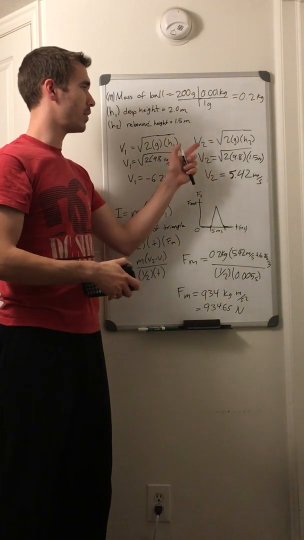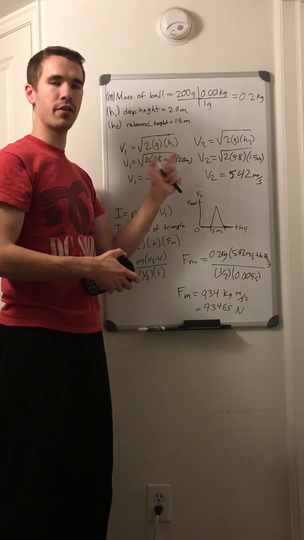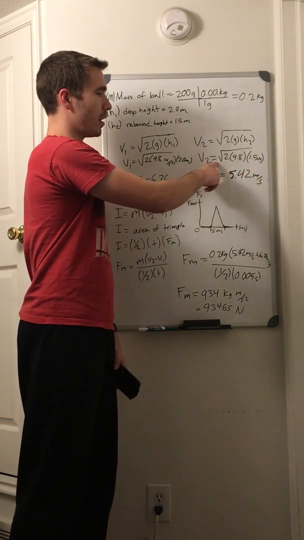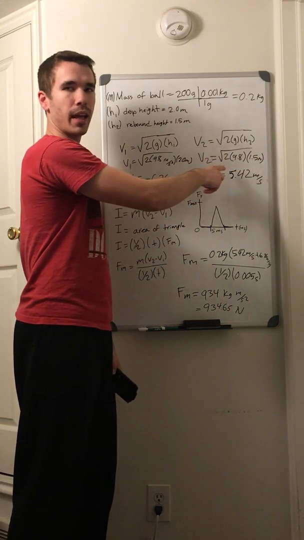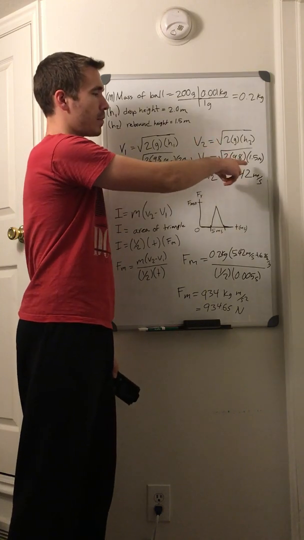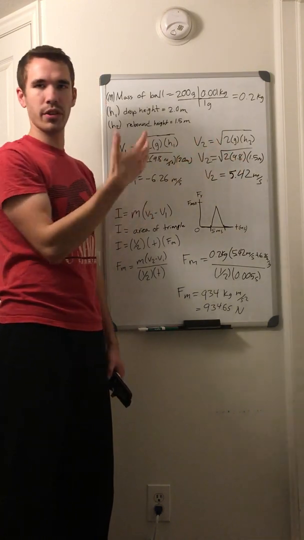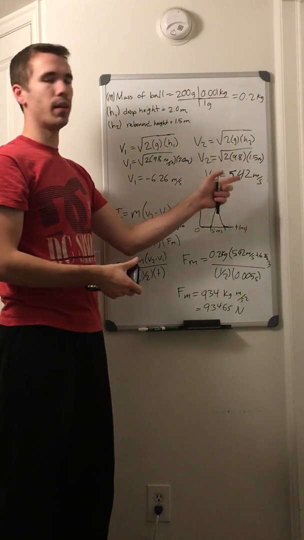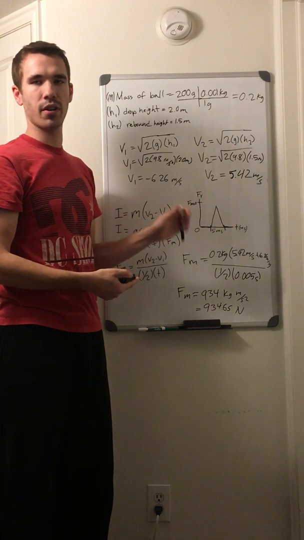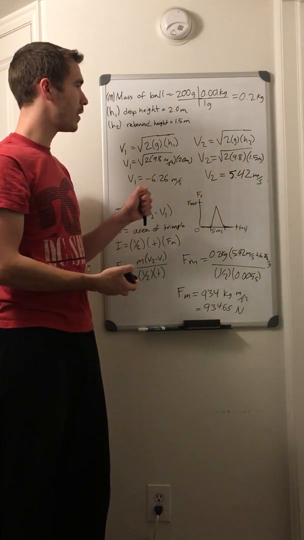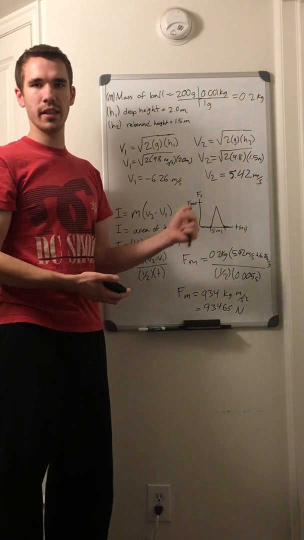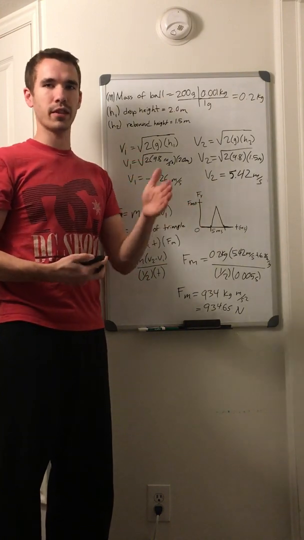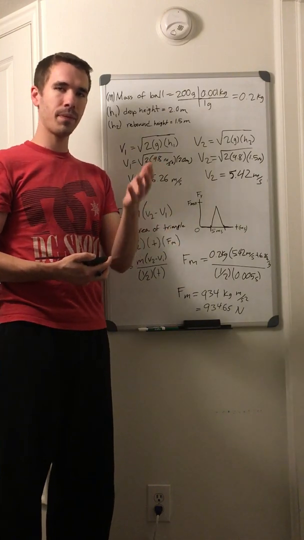We use the same equation, but instead of our initial height, we'll put in the height after the rebound. So we get v2 equals the square root of 2 times 9.8, which is the acceleration of gravity, times 1.5, which is our rebound height, which will give us 5.42 meters per second, which is our velocity after the rebound. So once we have our two velocities, we go back to our original question, which is the maximum force exerted by the floor on the ball.